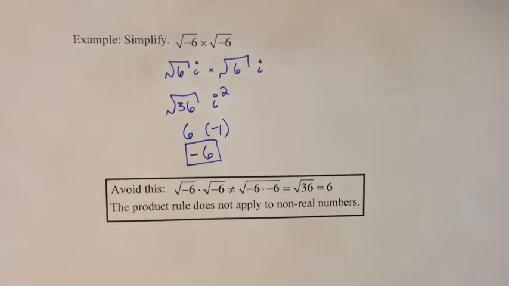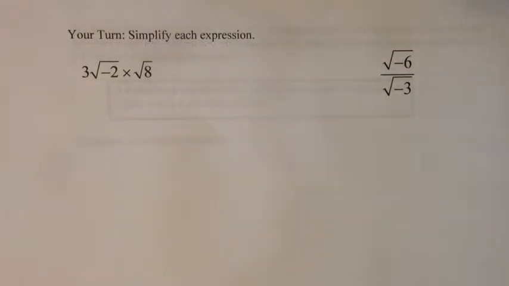The product rule doesn't apply to non-real numbers. You do need to deal with those i's first before you do the multiplication. As promised, here's a couple problems for you to try. Go ahead and pause the video and then simplify each of these two expressions that involve some complex numbers.